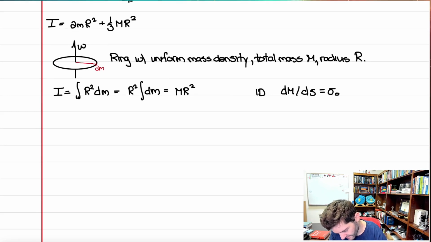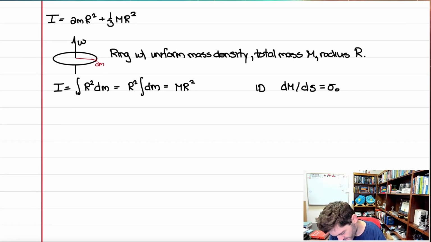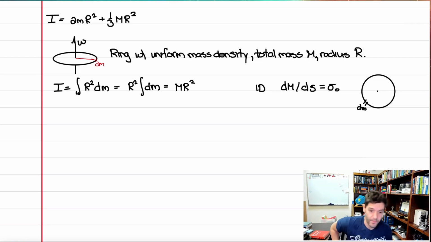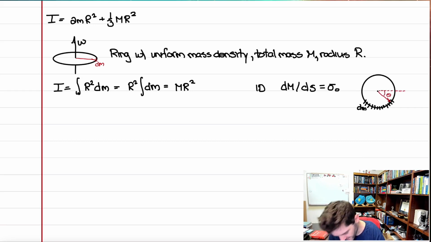If we take a bird's eye view of the ring, and here's my little dm, I ultimately want to integrate over all these little dm components, which are broken up into all these little segments, where a particular segment might be located with some theta value, and then it changes to some different segment that has some delta theta as it moves along. So that just seems like arc length of a circle.